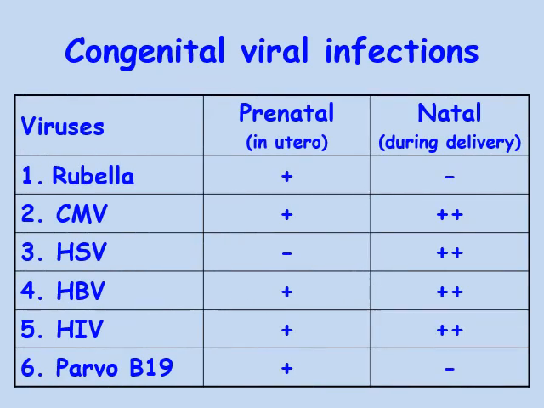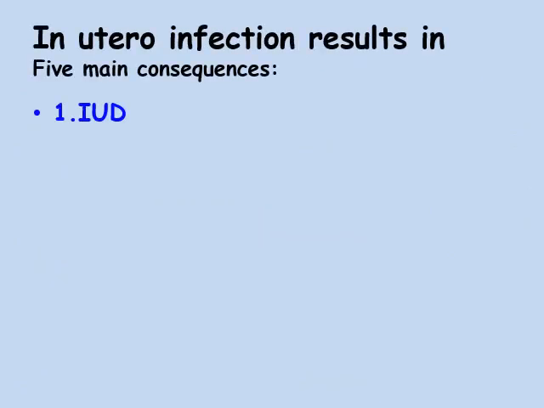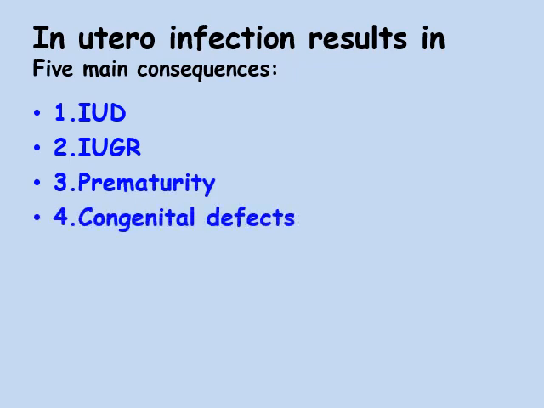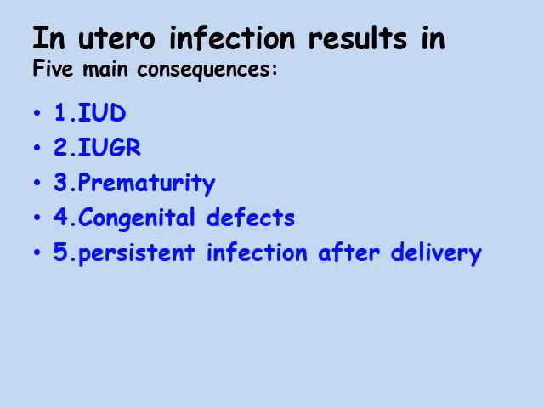Viruses: rubella, CMV حكينا عنهم. Main consequences: intrauterine death, first IUD, intrauterine growth retardation, prematurity, congenital defect, persistent infection after delivery، يبقى فترة طويلة عند الانفكشن ويصير recurrence period وخصوصا CMV.